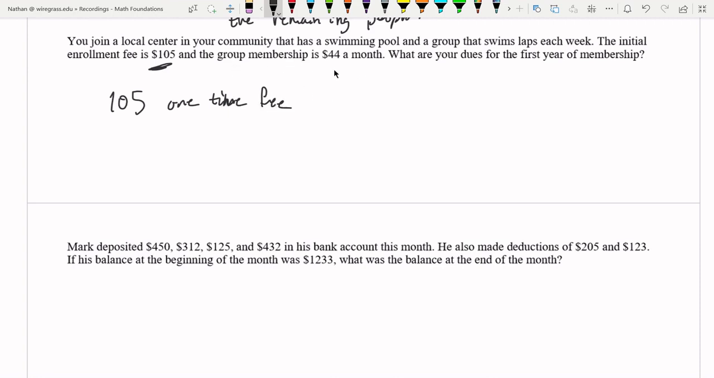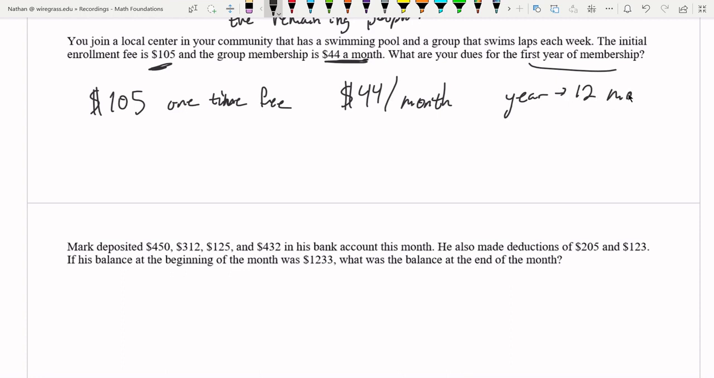And the group membership is $44 per month. So it's also a $44 per month fee. What are your dues, or how much do you have to pay for the first year of membership? So for a year is 12 months, right? So how much is due?